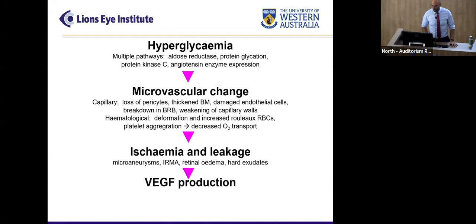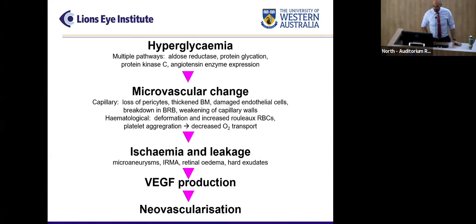And finally, as the ischemia continues, you get upregulation of a cytokine called vascular endothelial growth factor, okay? And as VEGF is upregulated, you end up getting neovascularization. So the growth of abnormal blood vessels at the back of the eye, which are vision threatening. They can cause blindness in various ways.